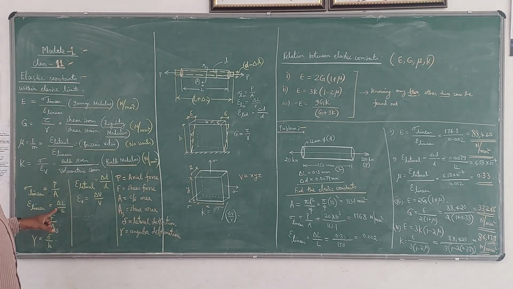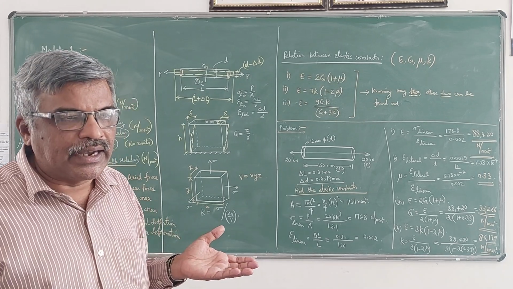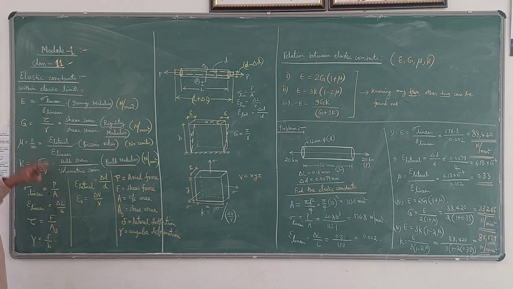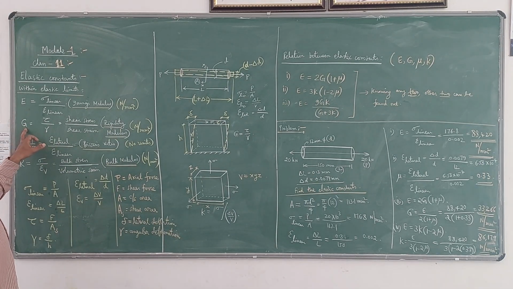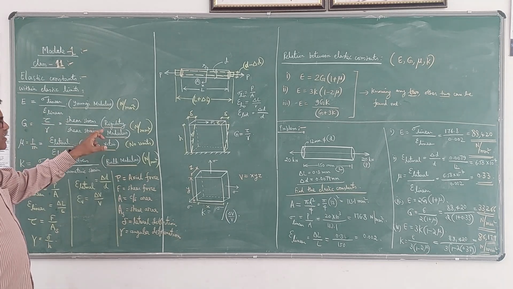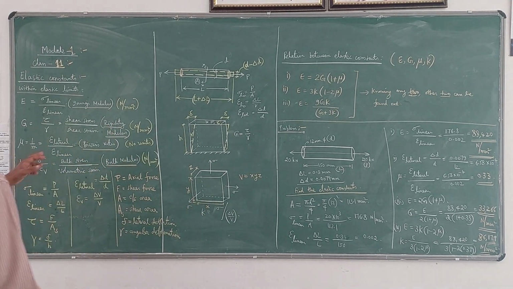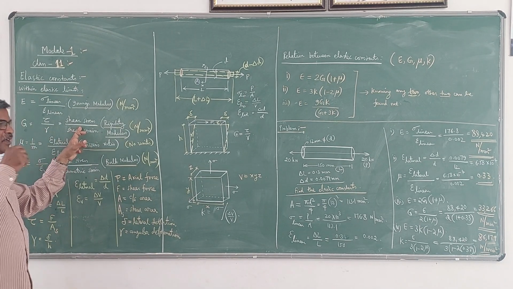If it is a tension force, delta L is elongation. If it is a compressive force, delta L is contraction. L is the initial length. Then the second constant is G, which is called rigidity modulus or modulus of rigidity. It is defined as the ratio of shear stress to shear strain.